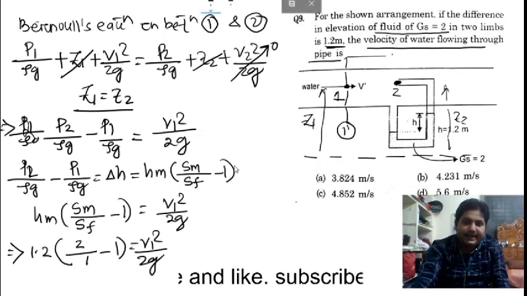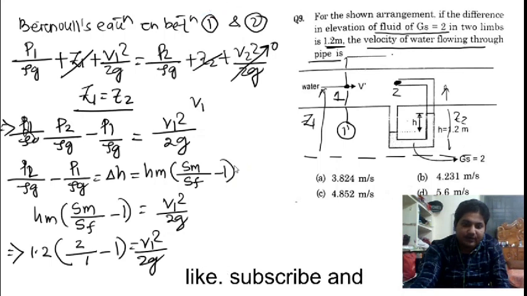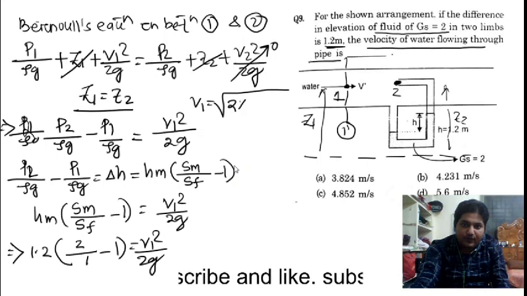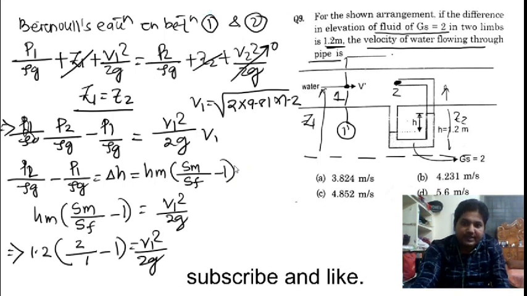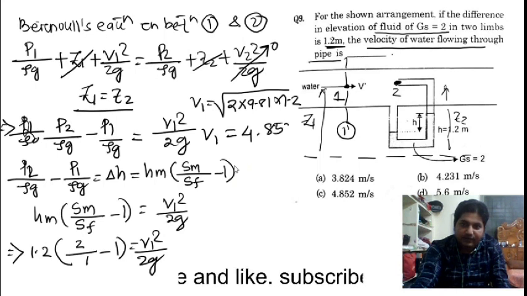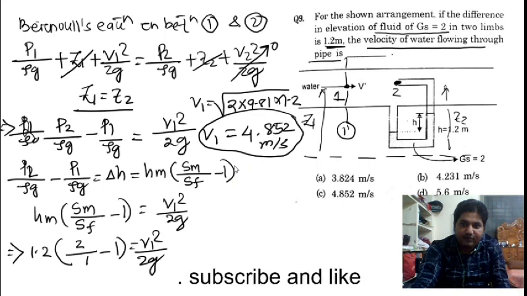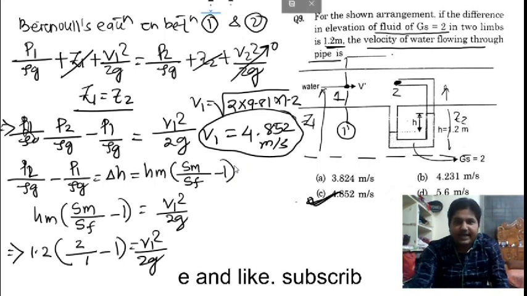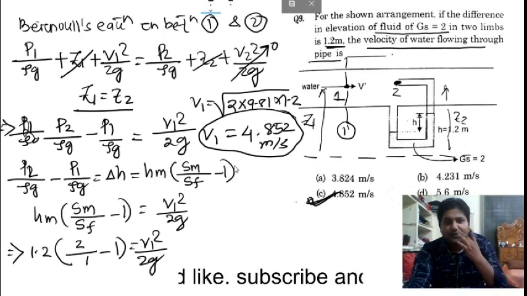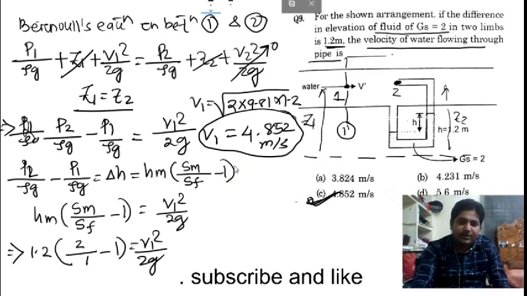Now from here, if you want to find out V1, this is coming out to be the square root of 2 into 9.81 into 1.2. So V1 is coming out to be 4.852 meter per second. So this is the correct answer. If you do not want to use the Bernoulli equation, you can directly use the formula.